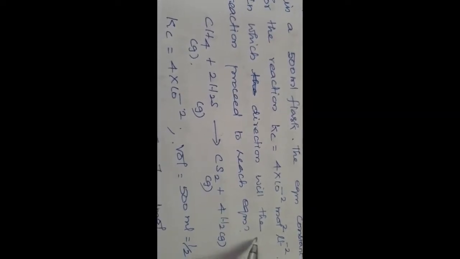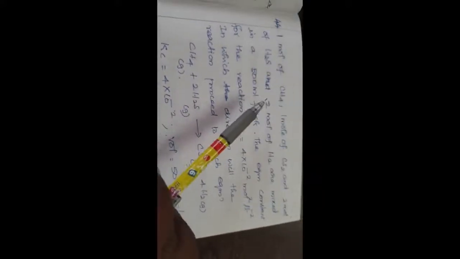The same as the previous problem we did like this. Kc value is given, you have to calculate the Q value, then by comparing Q and Kc values we can identify in which direction the reaction proceeds. Okay, so the required reaction is CH4 plus H2S combining to form carbon disulfide plus hydrogen. Balance the equation. Kc value is given in the problem, 4 into 10 power minus 2, and volume is also given, 500 ml, that means half liter. So what is the concentration of CH4? CH4, 1 mole is taken, already it's given here, 1 mole of CS2 and 2 moles of H2S.